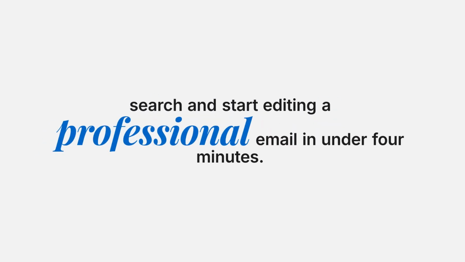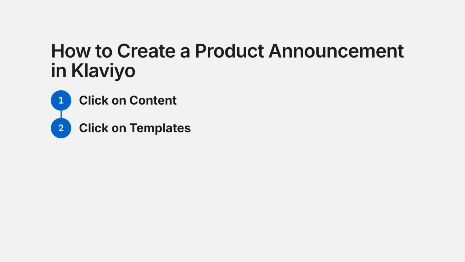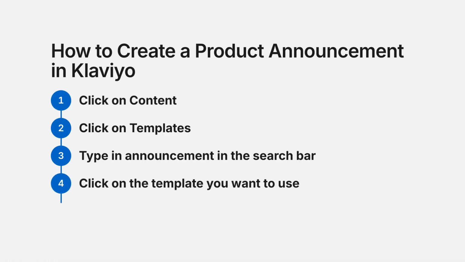Are you tired of starting from scratch for every product announcement? Learn how to use Klaviyo's template search and start editing a professional email in under 4 minutes. We'll walk through the template library step by step, then narrow down with the search bar and pick the perfect announcement for your product.